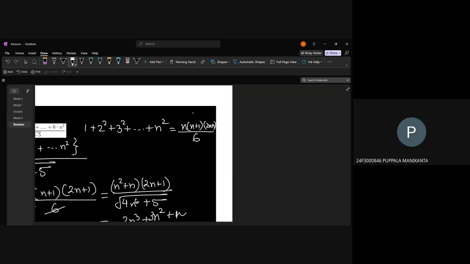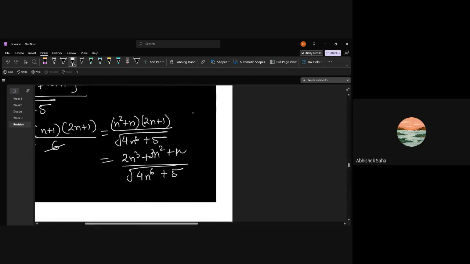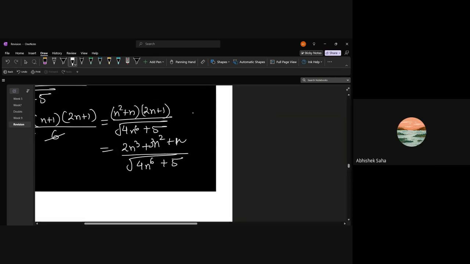Sir, 1 is the answer. No, 1 is not the answer. So divided by n cube, you have the highest power, right? Now limit n tends to infinity. So I have told you to divide with the highest power. So in the numerator is also 3 and the denominator is also 3.